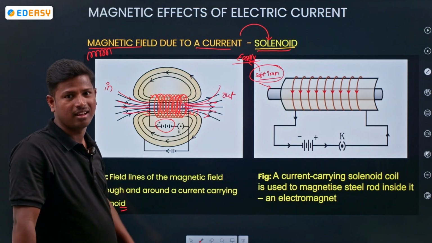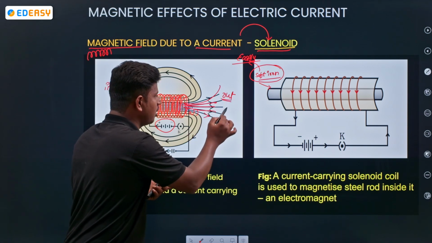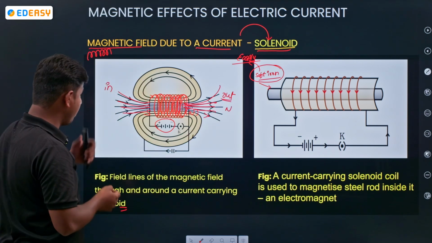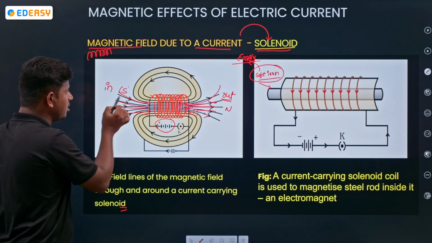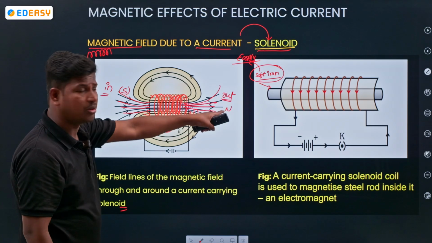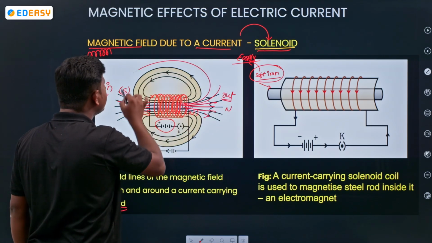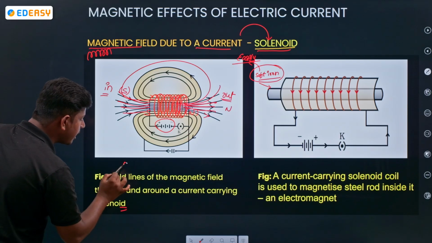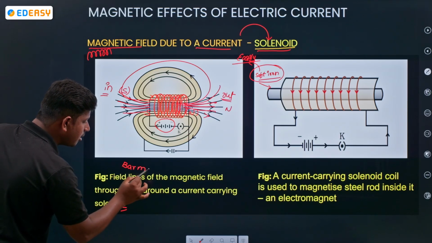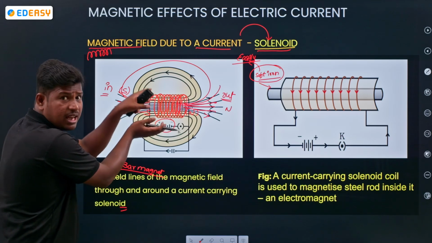Bar magnet. In a bar magnet, outside the magnetic field lines, which pole? North pole. Inside the magnetic field lines, which pole? South pole. Out, north pole. Inside, south pole. So it is behaving like a bar magnet.